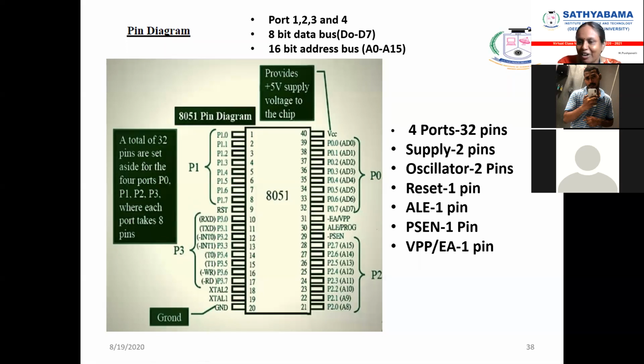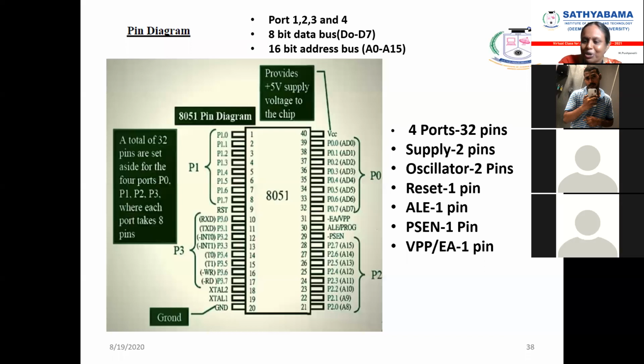ALE. Can anyone tell what ALE is? It is one of the important ones. Address latch enable. Superb. What is the purpose of address latch enable? We multiplex the address and data bus in a single line. Then whenever data is needed, the ALE pin will demultiplex the address and data separately. To reduce the number of lines in the microcontroller, we always multiplex the address and data bus. So to separate the address and data bus, ALE is used.